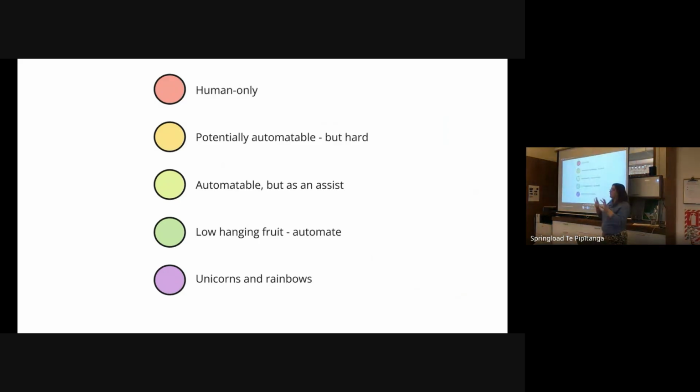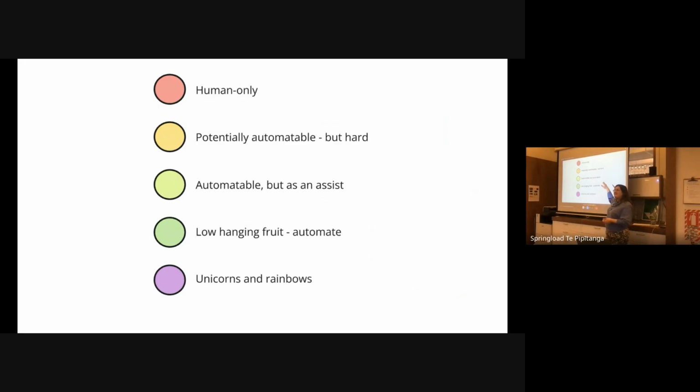Color red was human only. AI can never do that. Yellow is, this is potentially automatable, but kind of hard. And by that, I don't mean that it is objectively hard. I mean that for our team, with our time and our resources and our existing knowledge, it just felt like too much effort rather than just doing the thing.